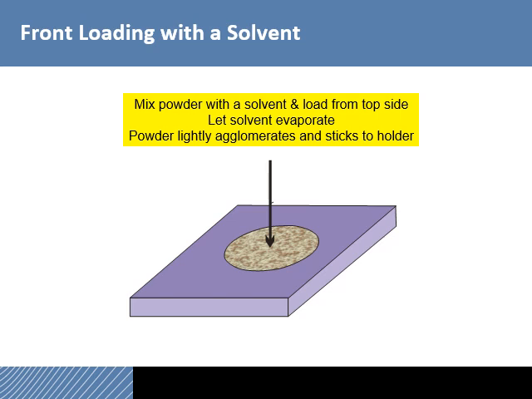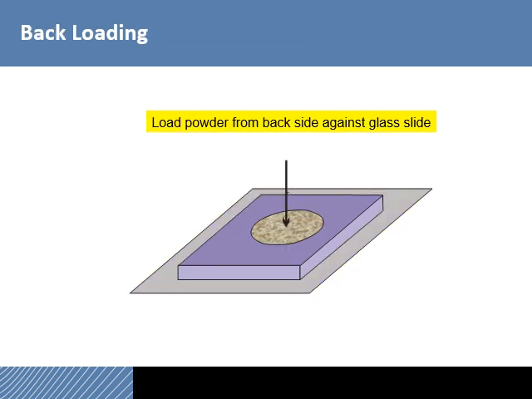So one thing you can do is use a little bit of a solvent. Typically an alcohol is best, not something that could conceivably change the phase of the sample. So in my lab, I would use methanol, maybe some isopropanol, and you would mix the powder with a little bit of the solvent. You load it from the top side, you press it in there, and then you let the solvent evaporate and the powder will lightly agglomerate and it will stick to the holder. So this is another method for doing tricky samples. Obviously, you could do the same backloading too.